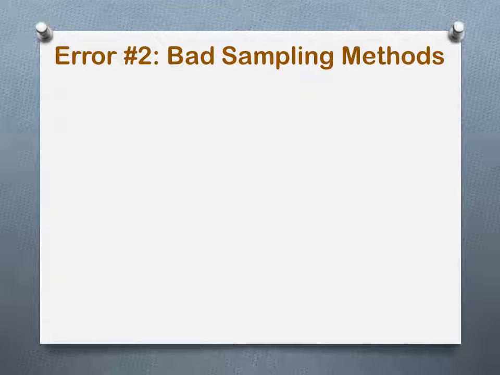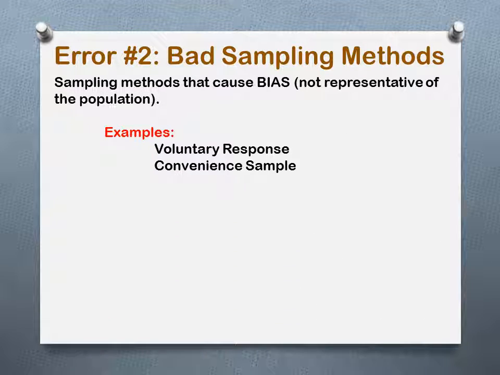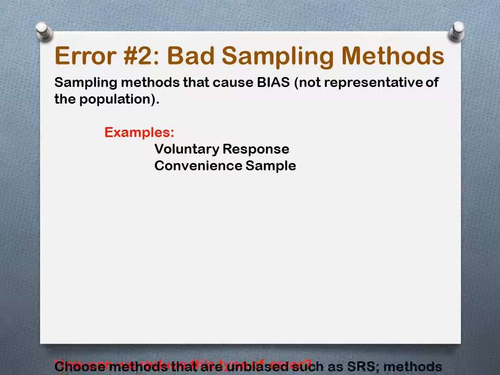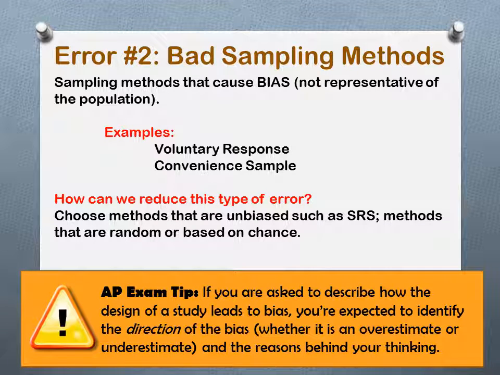The next error is called bad sampling methods, which we're very familiar with. These are sampling methods that cause bias, which are not representative of the population. The two we've looked at are voluntary response samples and convenience samples. This error is easy to reduce because we can choose methods that are unbiased, such as SRS, methods that are random or based on chance. Remember, if you're asked to describe how a study design leads to bias, you're expected to identify the direction of the bias, whether it's an overestimate or an underestimate, and the reasons behind your thinking.